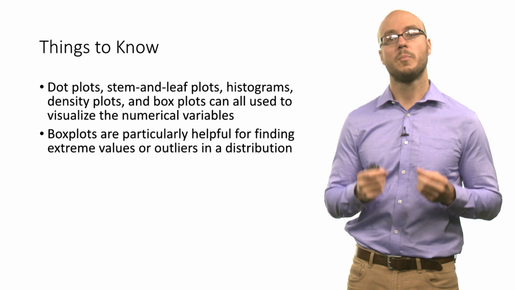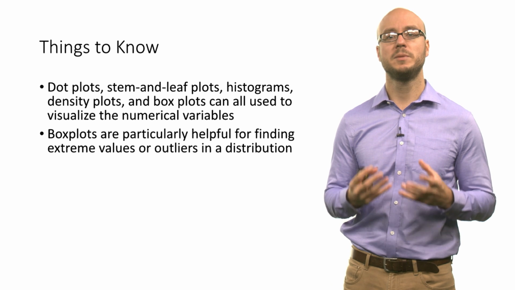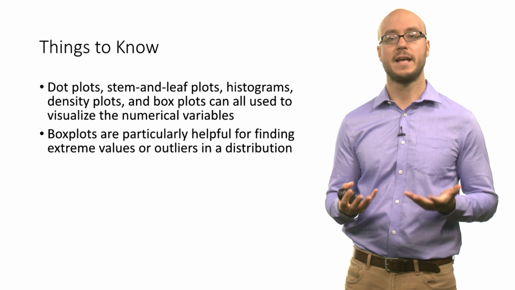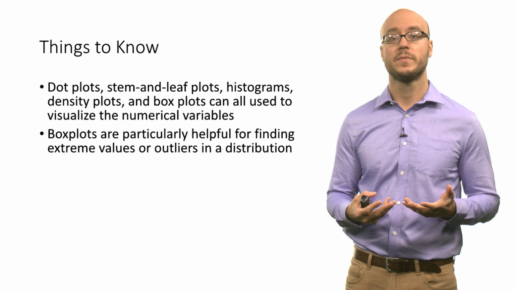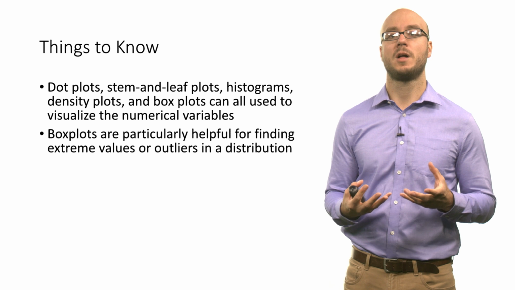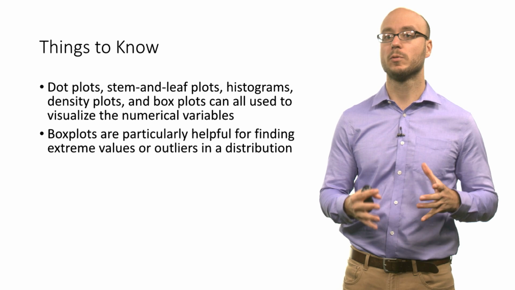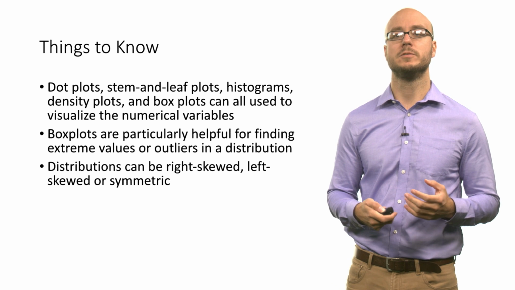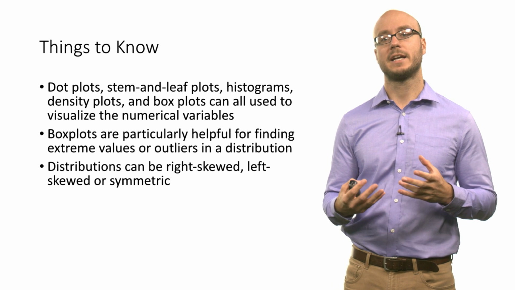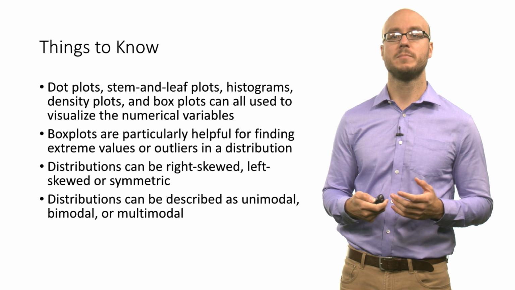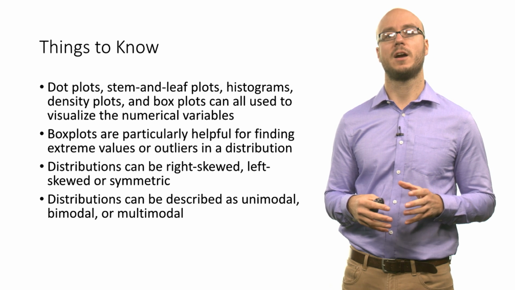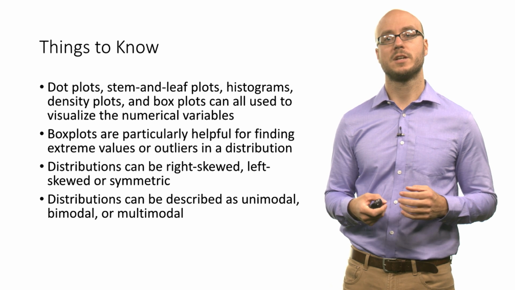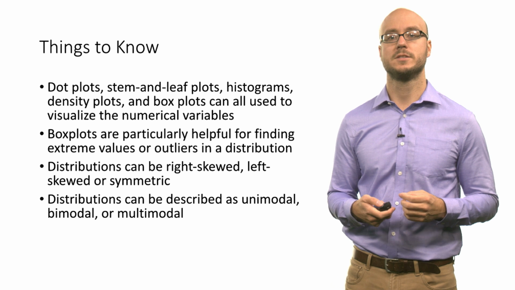Box plots are very commonly used, and they're extremely helpful for identifying extreme values or outliers in a set of observations for a numerical variable. We use something called the Boxplot Rule to identify outliers. It's not the only rule for identifying what an outlier might be, but it's a very commonly used rule. Distributions in general, we like to characterize as right skewed, left skewed, or symmetric. And distributions are often also described as unimodal, bimodal, or multimodal. So with that, that really ends our discussion this week of how to visualize numerical data.